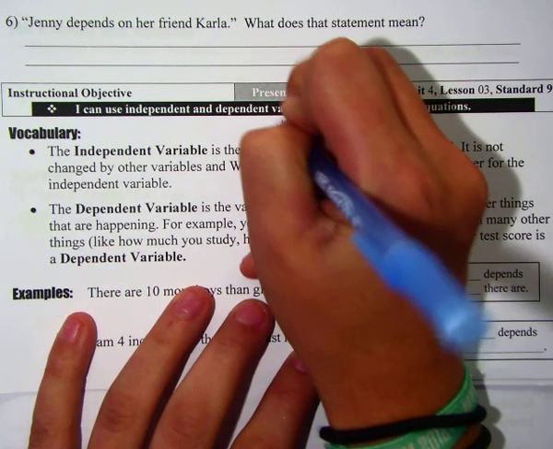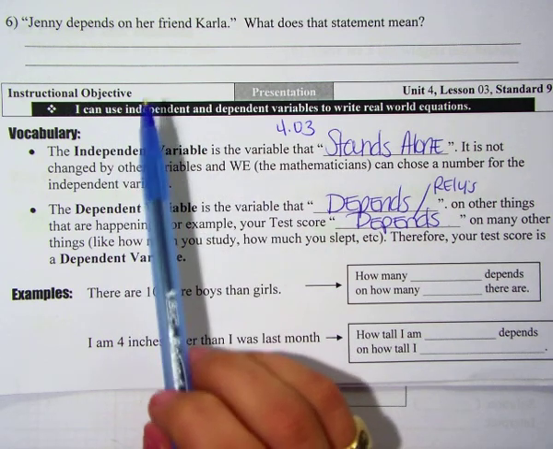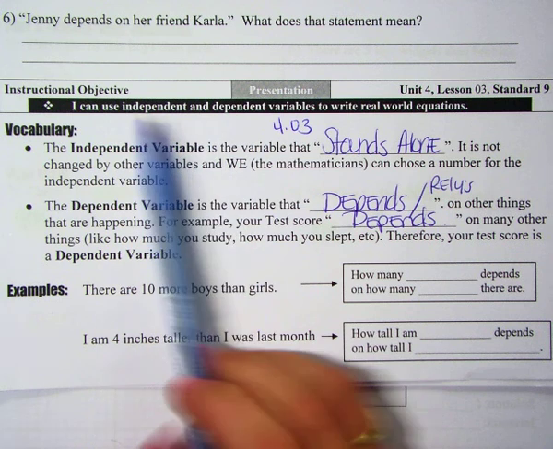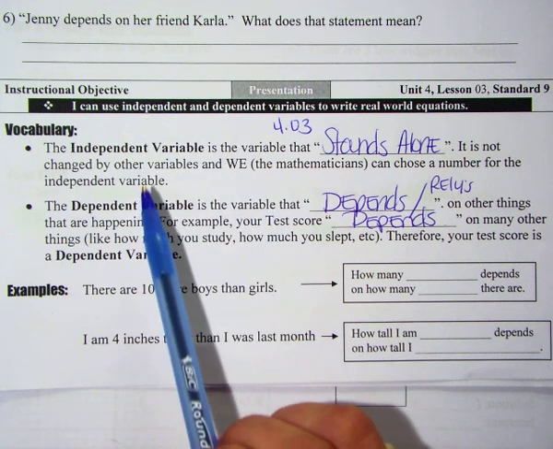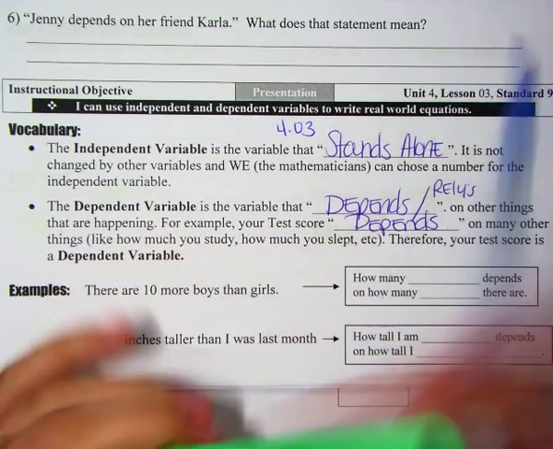All right, this is lesson 4.3, which is writing real-world equations. So we're not solving anything today, just writing equations. And we're going to be using independent and dependent variables to do this. So first, to define it, the independent variable is the variable that stands alone.